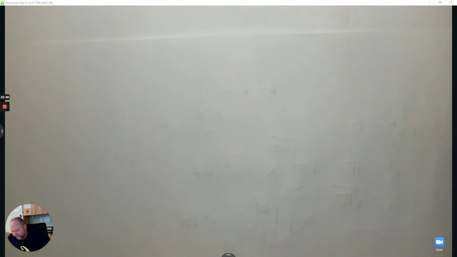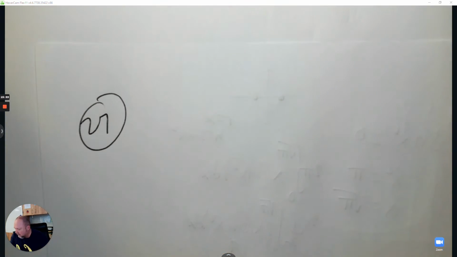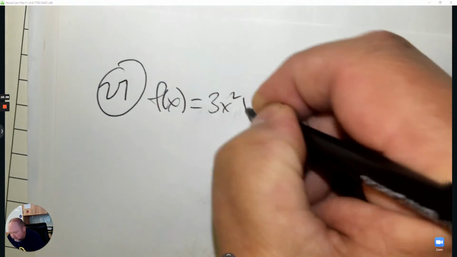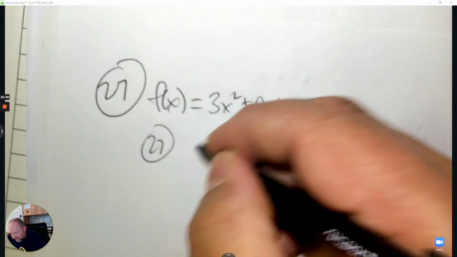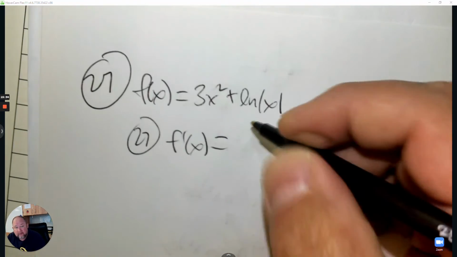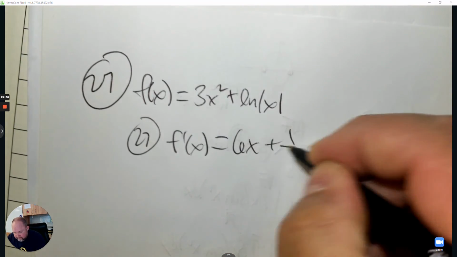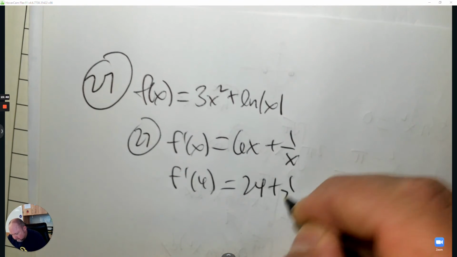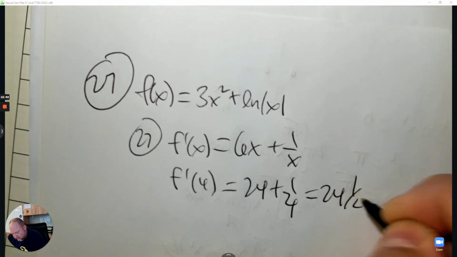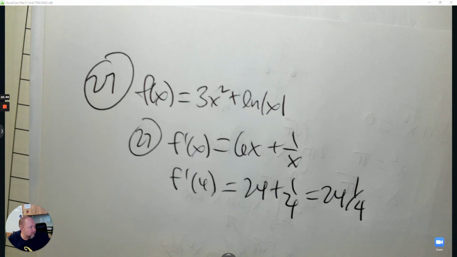27. We're almost there. You have 3x squared plus ln x. And it says 27, find the derivative, and then plug in 4. So that's 27.